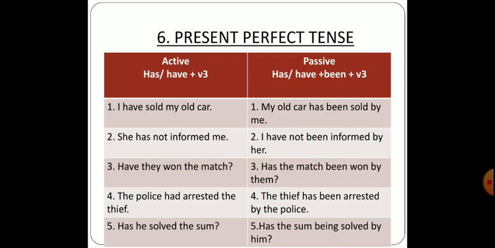The fourth one is the police had arrested the thief. So here it will become the thief has been arrested by the police. The next one is has he solved the sum? It changes into has the sum been solved by him. So you can observe over here how the sentences change. Remember you are supposed to put been and verb's third form.